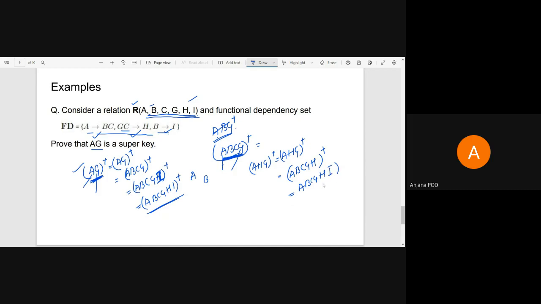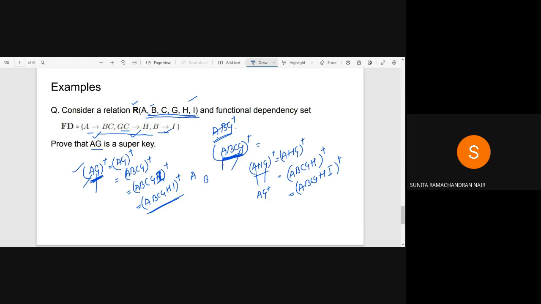ABCGHI. Why? Because B determines I. So yes, it's a super key because it is determining all the attributes. And again, its subset, that is AG, is also determining all the attributes. So we can say that AG is also a super key. It is also a candidate key. Is it fine?